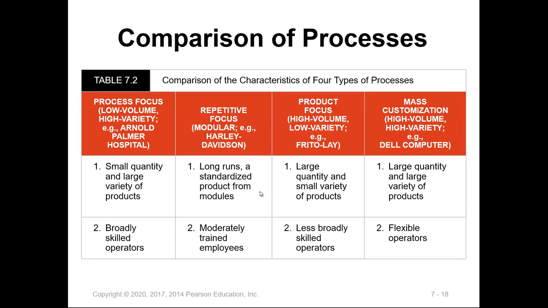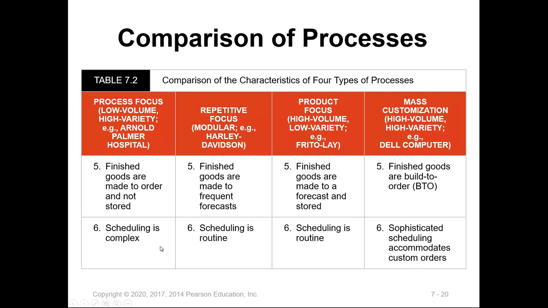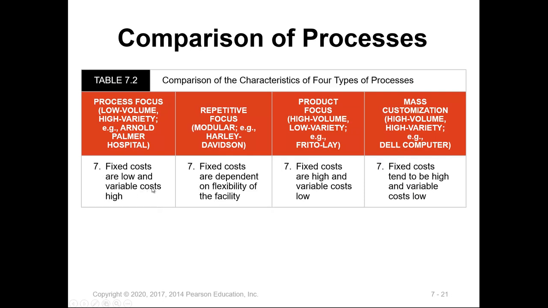This slide and the next three slides are a table that shows the differences between the four strategies. The comparison is based on quantity of products, skills requirements, the instructions for each job, the inventory of finished goods, scheduling, and fixed cost and variable cost. So you can see the differences in the instruction, the inventory, the finished goods, the scheduling, and the fixed cost and the variable cost.